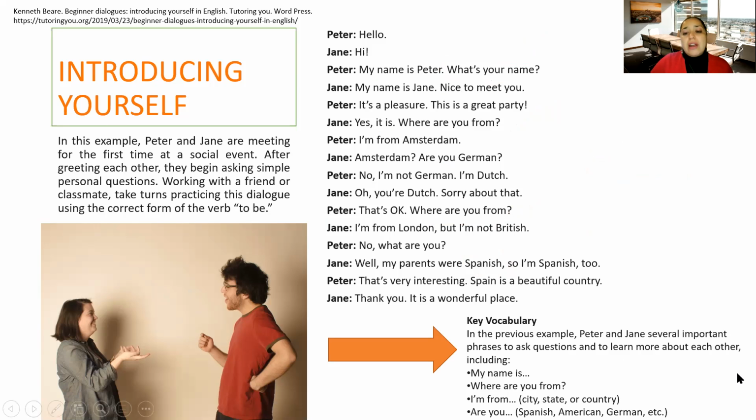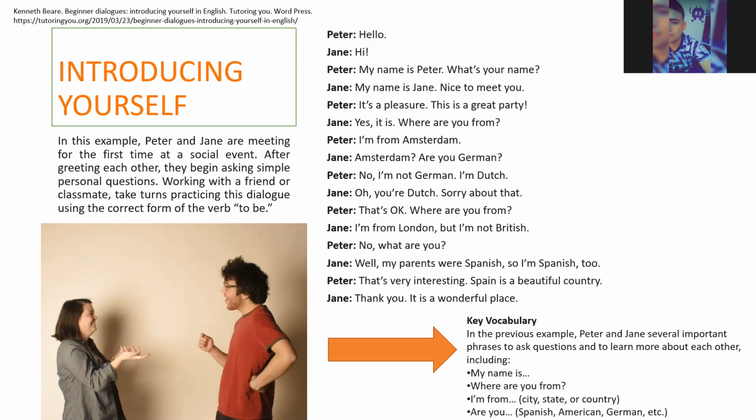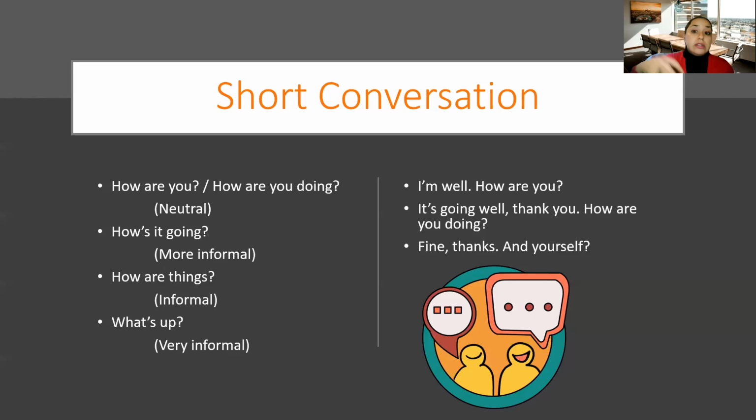So key vocabulary in this example. Peter and Jane use several important phrases to ask questions and to learn more about each other, including my name is, where are you from, I am from, are you? So those are what is called key vocabulary. I already mentioned that, but since I included it on the slide, I needed to mention it.